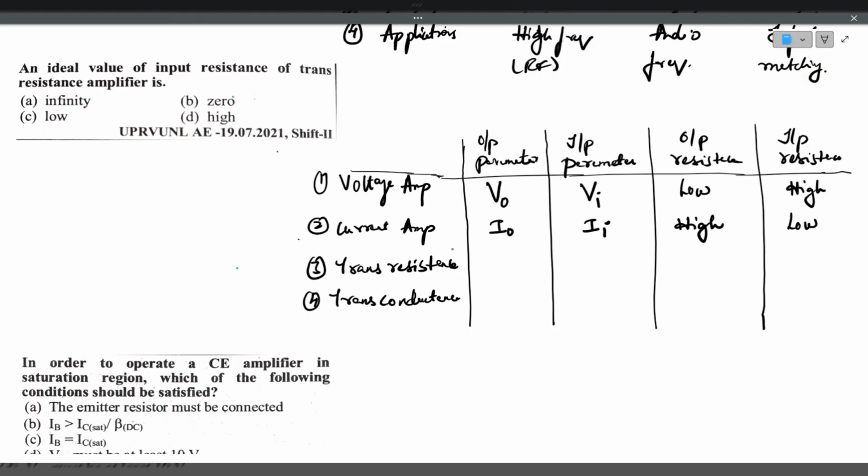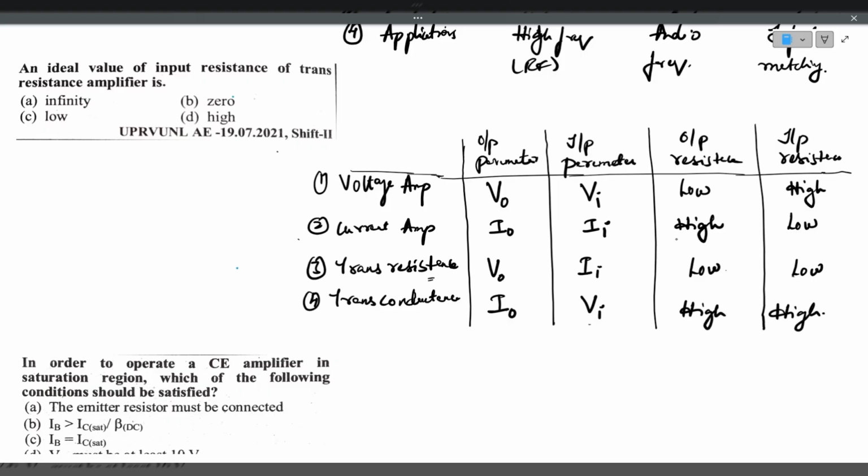Ideally, it is 0. For the trans resistance, the output parameter is voltage. The input parameter is current. That's why output by input, that is V by I, it is trans resistance. So the output resistance for the trans resistance amplifier is low, whereas input resistance is low. Input resistance and output resistance both are low. For the trans conductance amplifier, the output parameter is current. Input parameter is voltage. The output and input resistance both will be high.